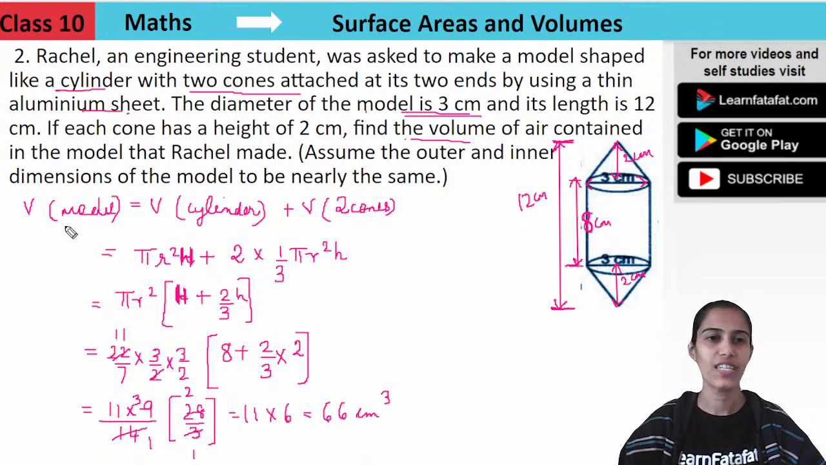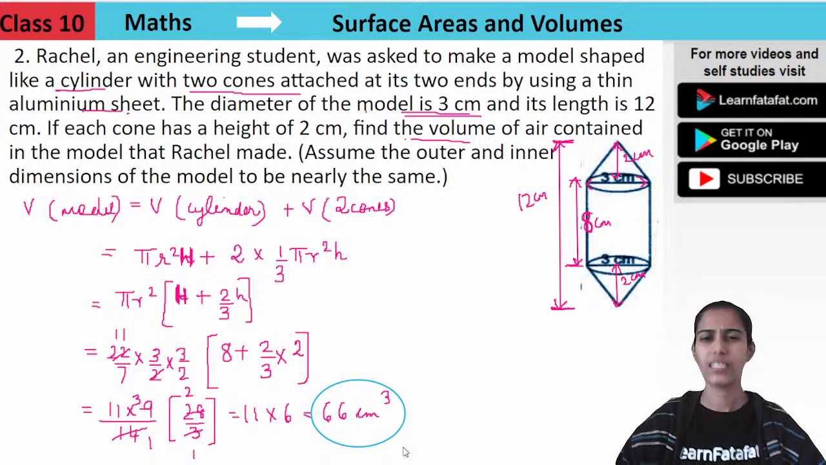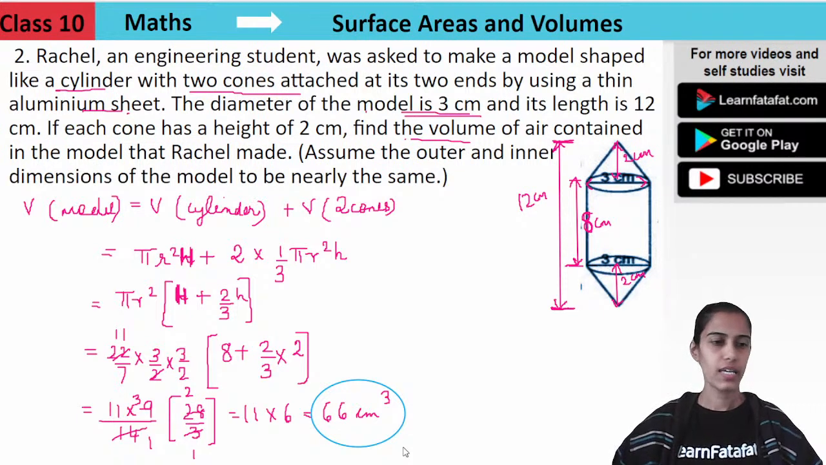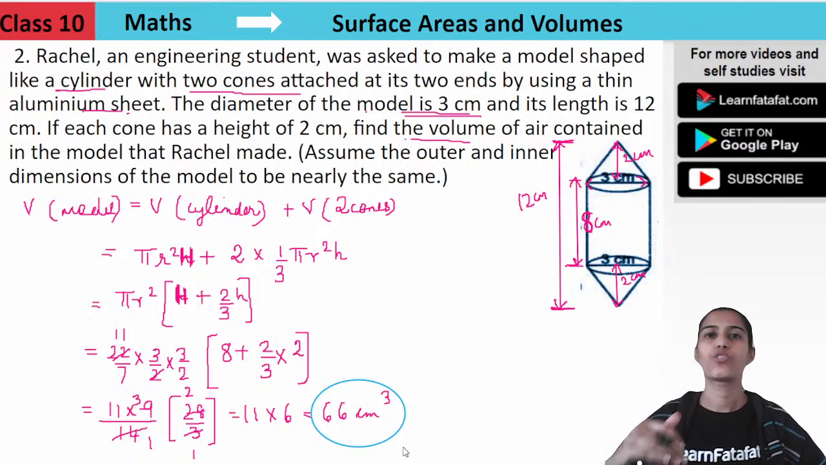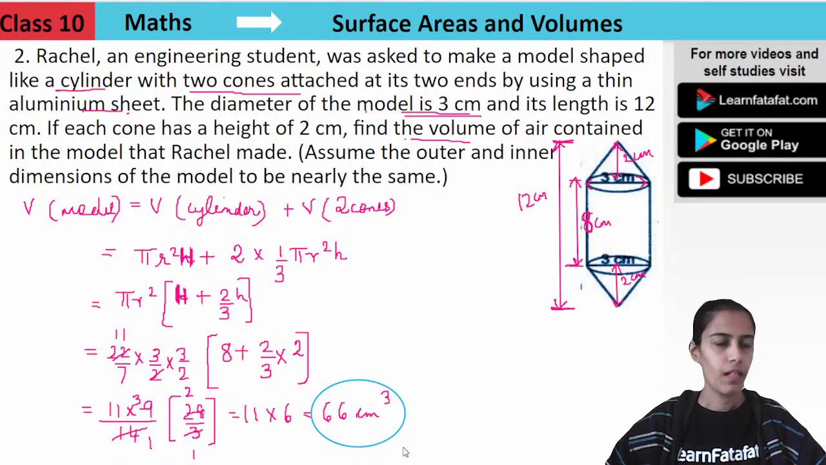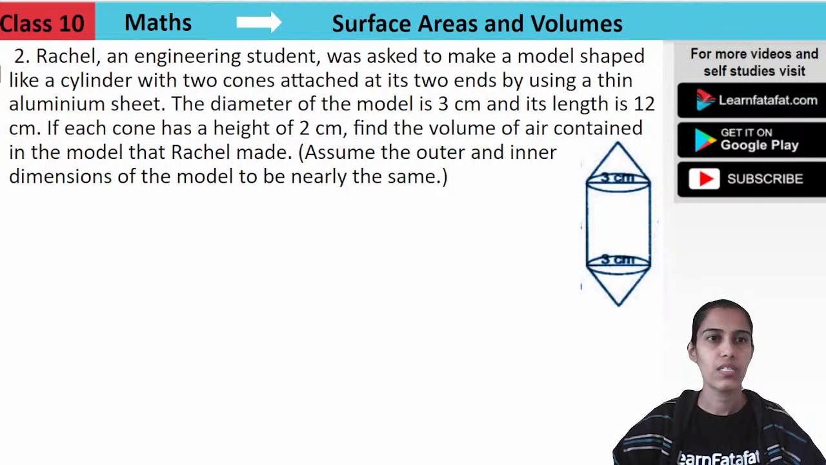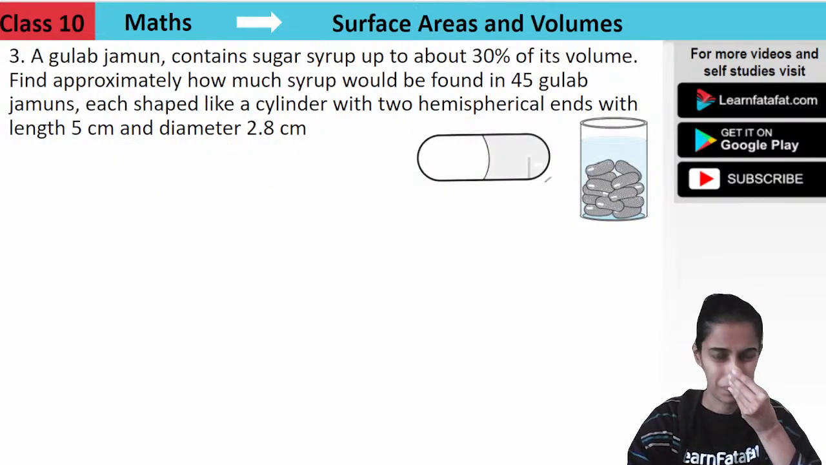ये है volume of this model. So I hope you got the answer. Same answer. Yes. Okay. 66 cubic centimeter. ये पूरा जो मॉडल बनाया है रेचल ने, ये है इसका वॉल्यूम: एक सिलेंडर जो बीच में है और आगे पीछे जो दो कोन्स हैं, उनका भी वॉल्यूम इसके अंदर है. Okay, so I hope this one is also clear. First one is done, second one is done, and now let us do the third.